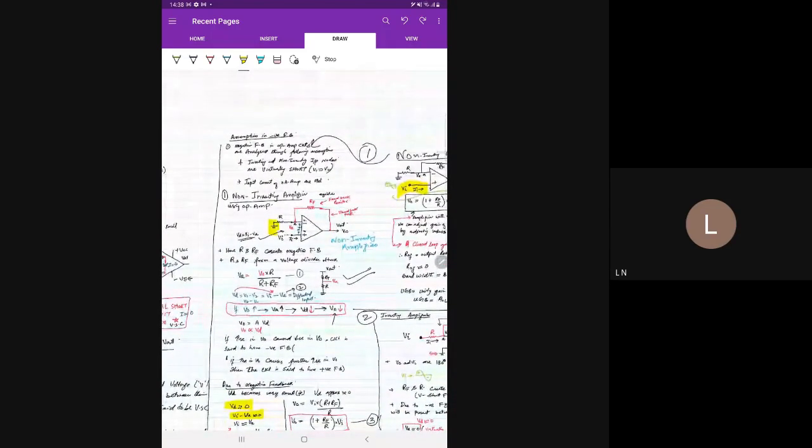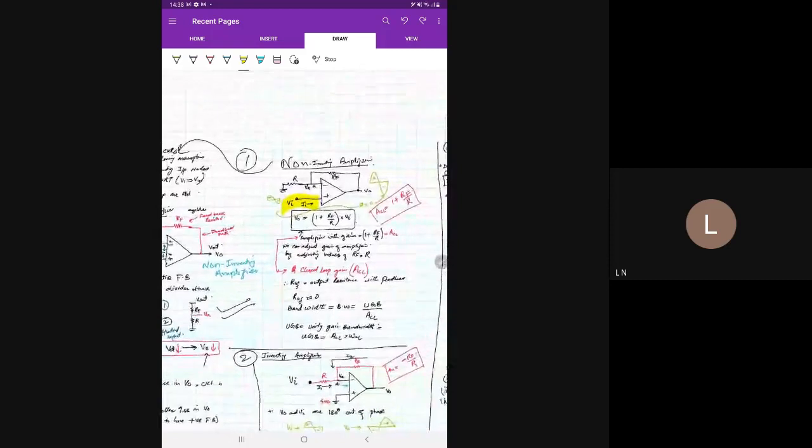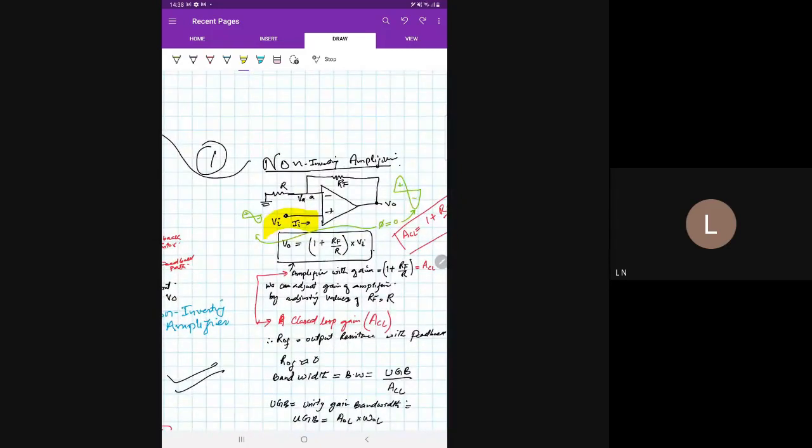It means that, in the same circuit I have drawn here, if we have a sinusoidal input with a positive half cycle first and then a negative half cycle after that, the output will be amplified because it is an amplifier, but there will be no phase difference.